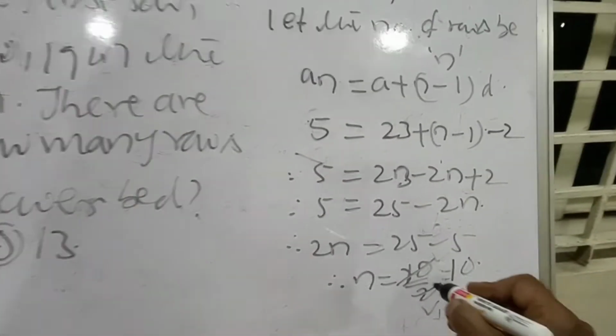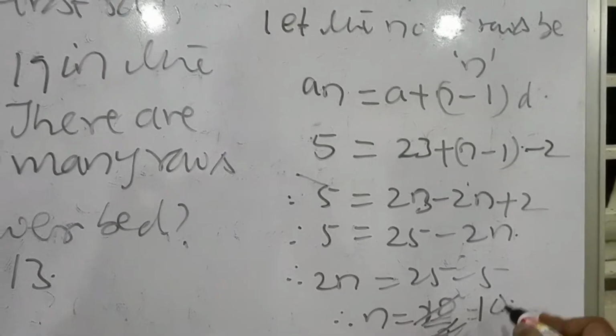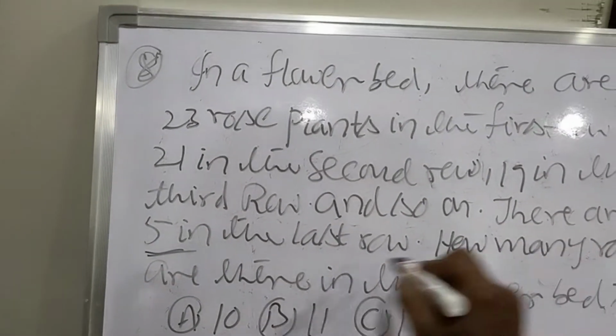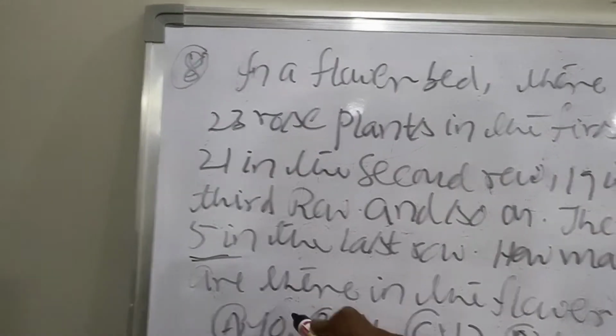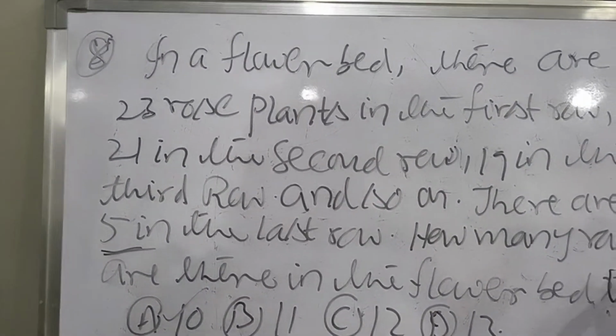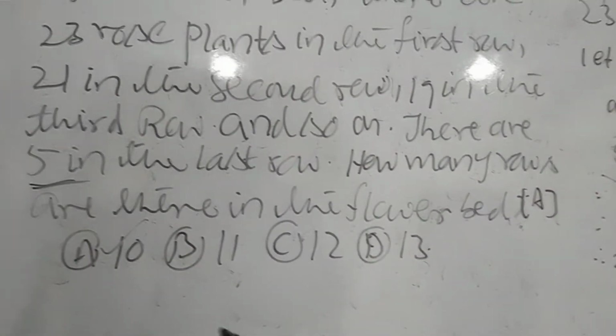Therefore, there are 10 rows in the flower bed. There are 10 rows in the flower bed. The option is A.